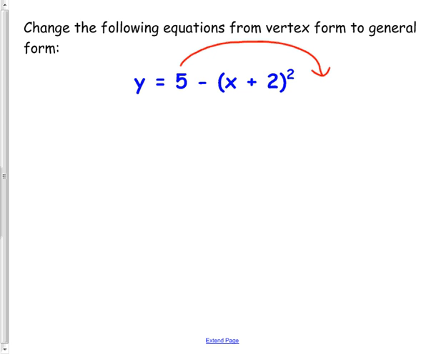Can I just move it over there? Sure, but the common mistake is people will move it over there and say minus 5 and get rid of it like that. Can't do that. What can you do? You can move the 5, but what has to stay where it is? The negative has to stay.